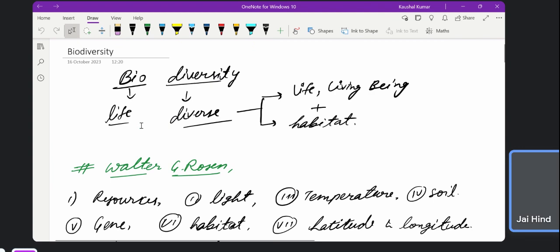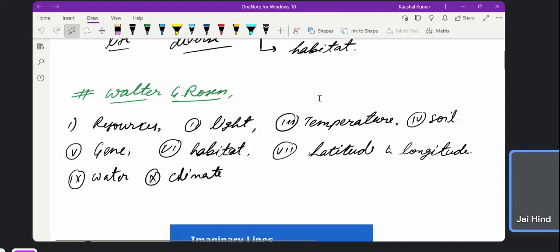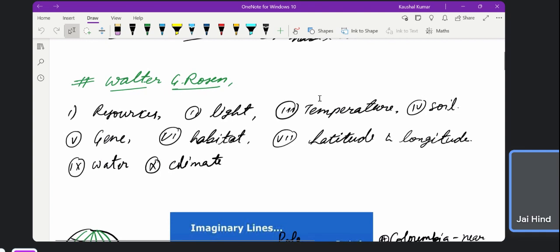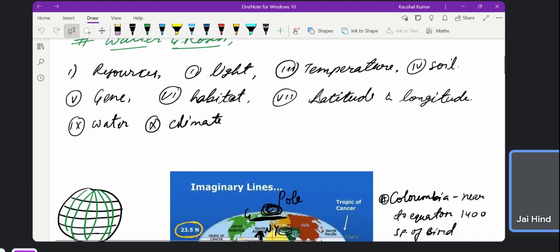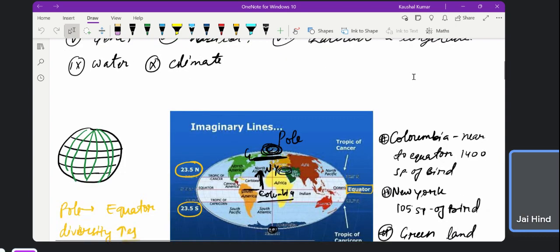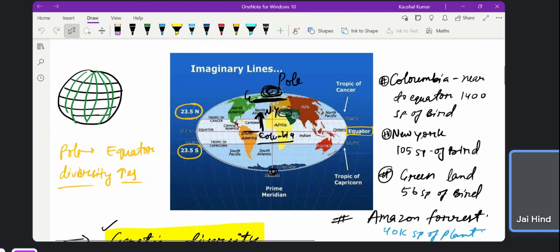Life in diverse forms is called biodiversity. It depends upon the diversity of habitat and also among the living beings. The term biodiversity was given by Walter G. Rosen, and biodiversity is dependent on the following things, which are written on your screen. We've seen that if we go from the equator to the pole, biodiversity decreases. The most diverse region is between 23.5 north and 23.5 south. The data written in your NCERT book has to be followed.